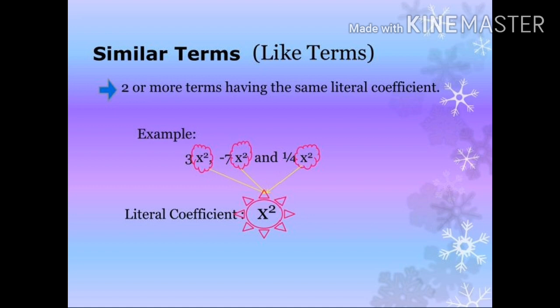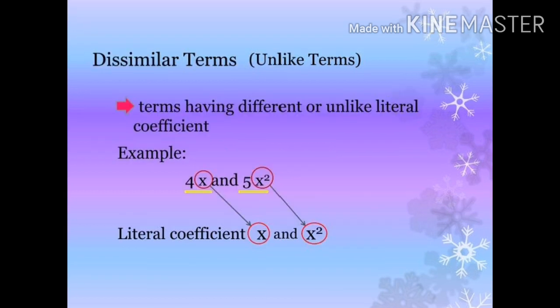Like terms are two or more terms having the same literal coefficient. Literal coefficient here means the variables. So x square is the literal coefficient over here. All the terms given over here have x square as the literal coefficient, like 3x square, minus 7x square and 1 by 4x square. These are similar terms, like terms. Not dissimilar terms means unlike terms.